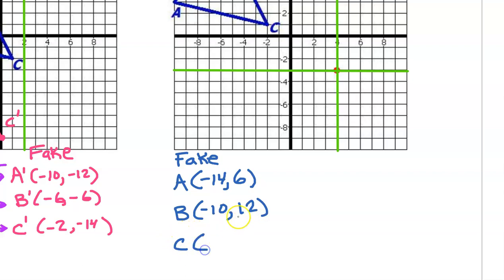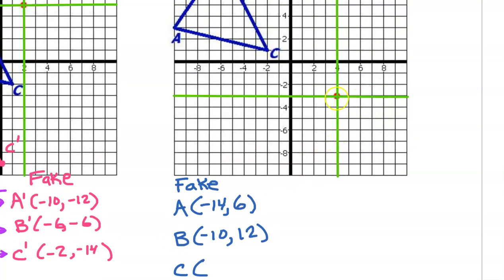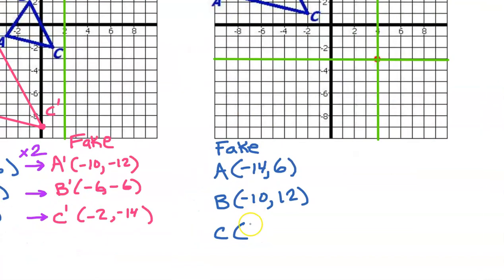All right, so there's fake B. How about fake C? All right, so fake C is left 6 and up 4. Left 6 and up 4. So those are my fake coordinates.